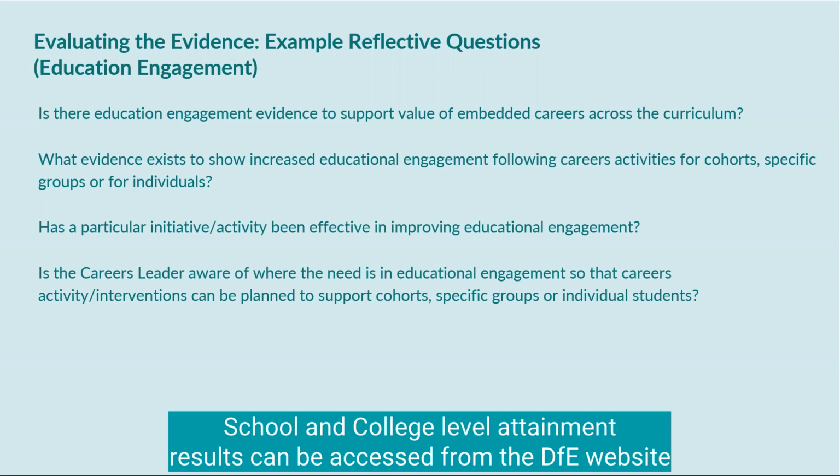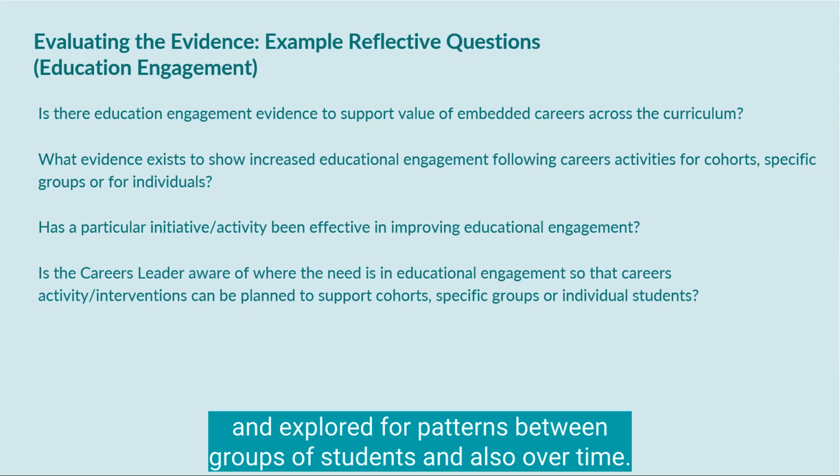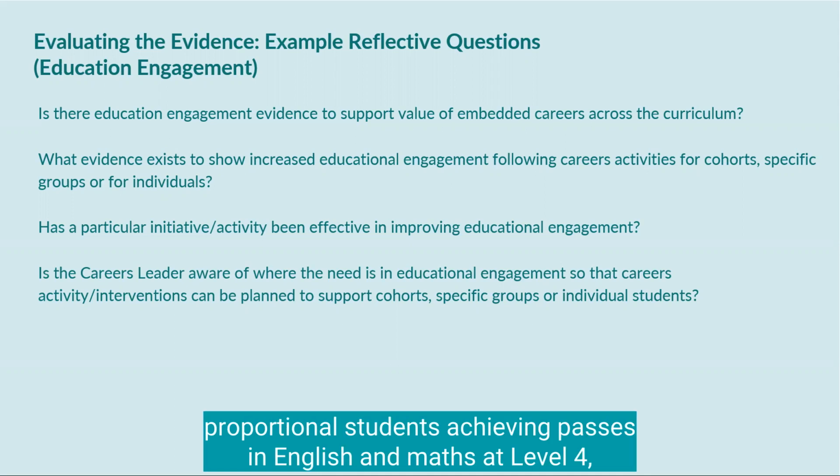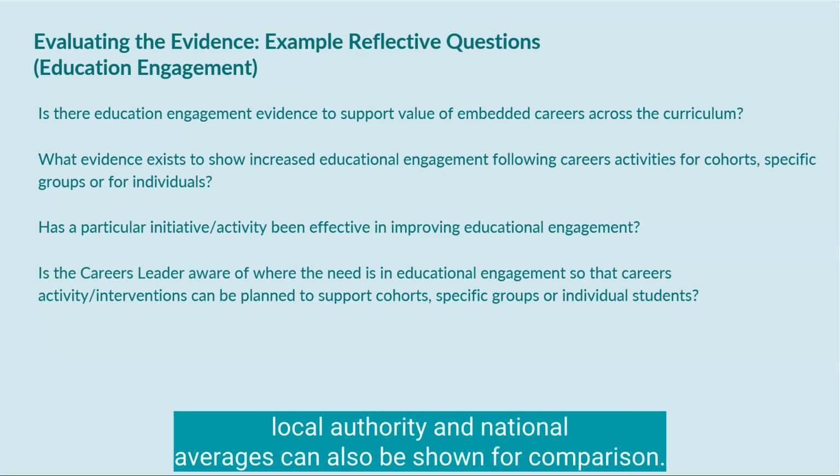School and college level attainment results can be accessed from the DFE website and explored for patterns between groups of students and also over time. Reports for each school include Progress 8, Attainment 8 scores, proportion of students achieving passes in English and Maths at level 4. Local authority and national averages can also be shown for comparison.